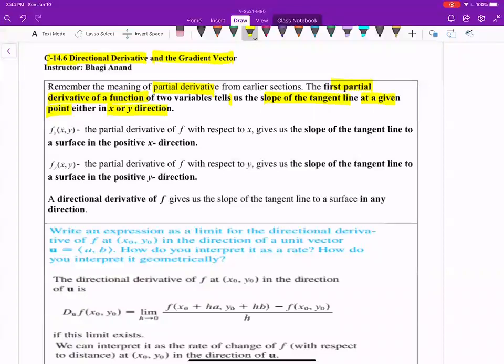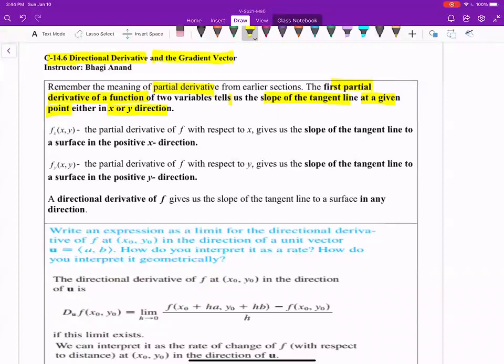F sub x, a partial derivative of f with respect to x, is the slope of the tangent line in the direction of the x-axis, and f sub y, which is the partial derivative of f with respect to y, is the slope of the tangent line in the direction of the y-axis.